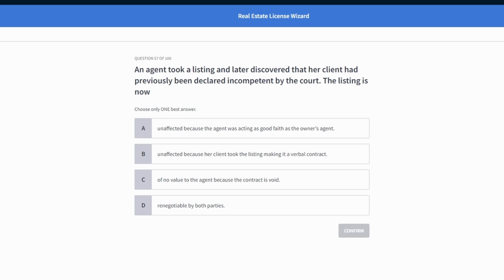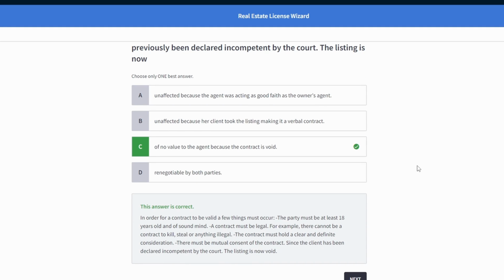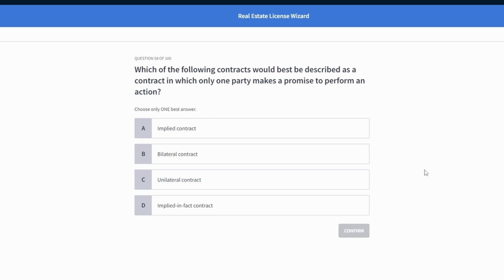Alrighty, what's the correct answer for this one? So what is this listing? Well, this listing is of no value to the agent because the contract is void. So remember, guys, in order for a contract to be valid, the party must be at least 18 years or older and of sound mind. Obviously, the contract must be legal. For example, there can't be a contract to kill or steal or do anything illegal. And then the contract must hold a clear and definite consideration. And then obviously, mutual consent. So in this instance, since the client has been declared incompetent by the court, the listing is now void. C is our answer.